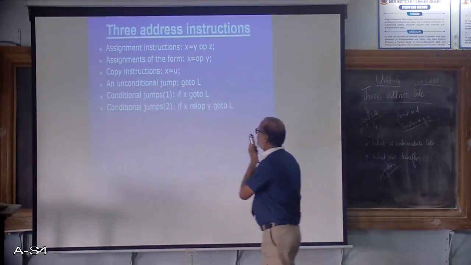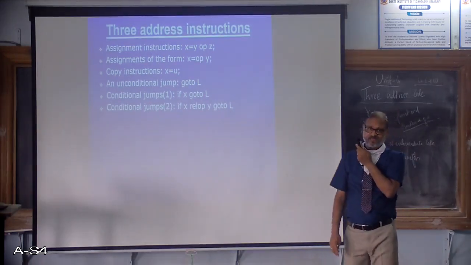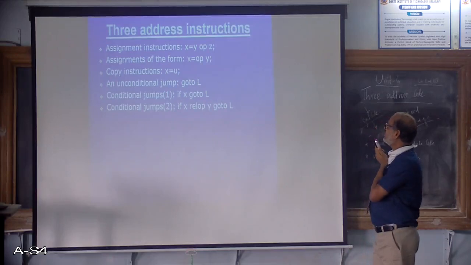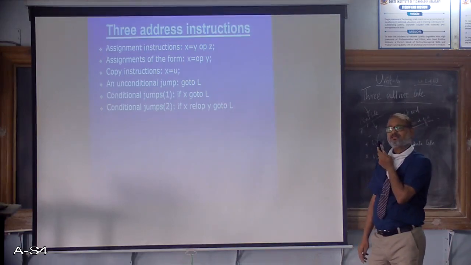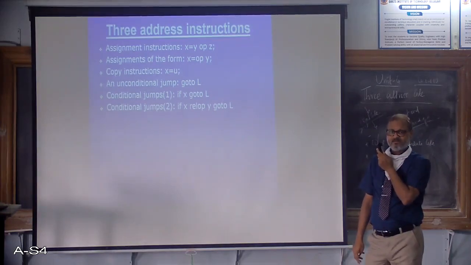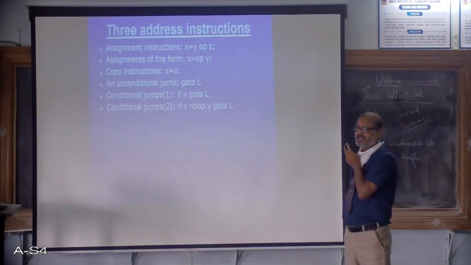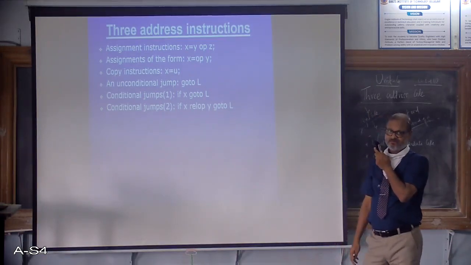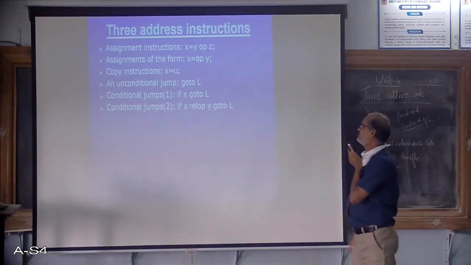So you have assignment instruction in the form x equal to y op z. So here there are three addresses: x, y, z, which could be either compiler generated temporaries, or a constant, or a programmer defined variable. But maximum three addresses are possible, and op is any binary operator. Okay, so this is the first form of three address code statement.